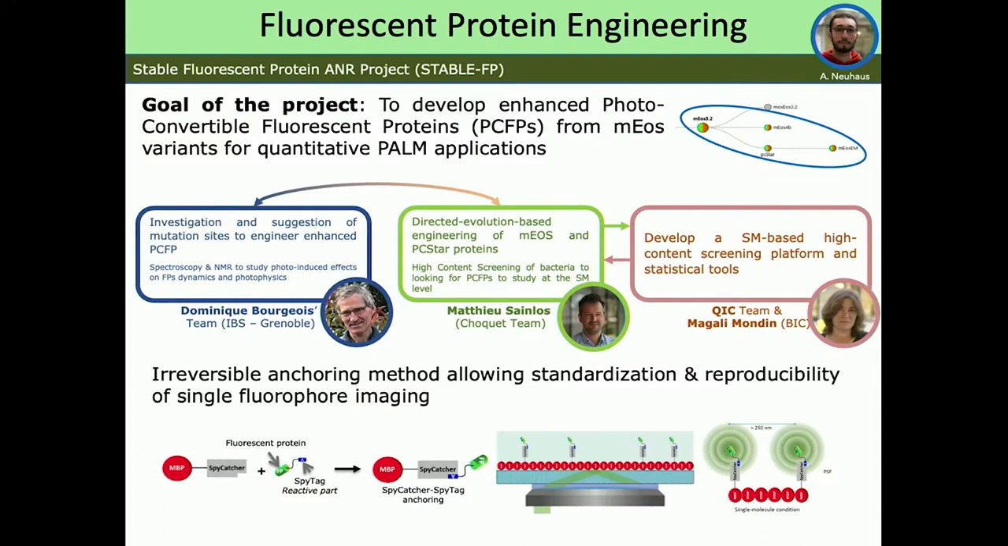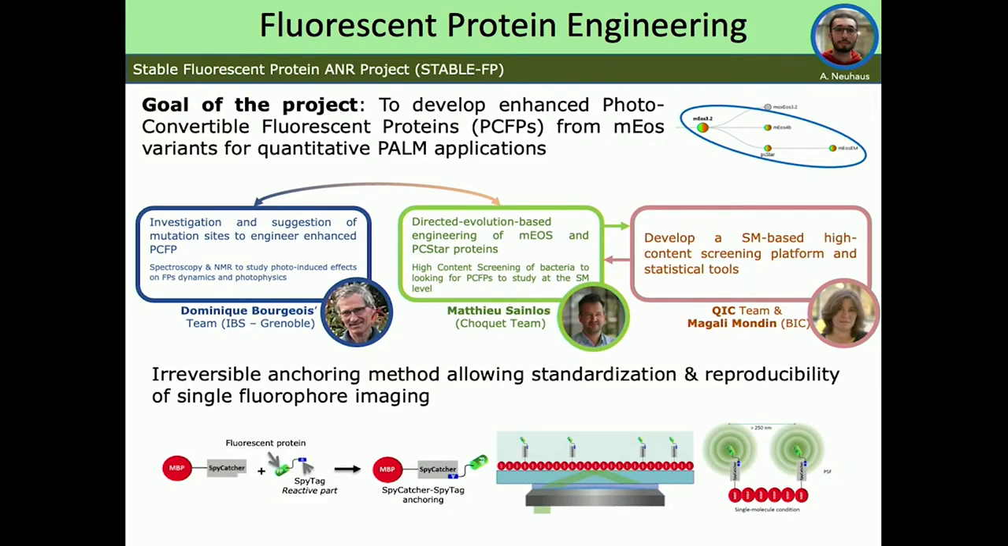And then Mathieu developed a pretty interesting system, which is SpyTag, SpyCatcher, to really attach your genetically encoded photoconvertible fluorescent protein here. So we start with a big protein like this, which is stuck on the glass coverslip, and then we mix with another same protein on which he has a SpyCatcher technique.